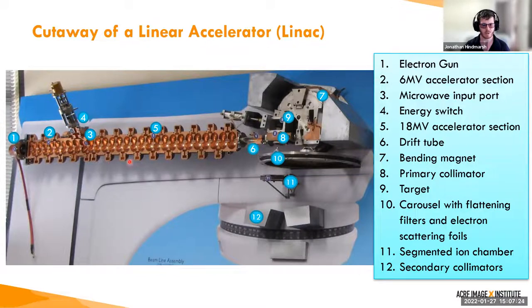MV is megavoltage. We have the bending magnet here. We've got a target in here, the primary collimator, flattening filter, ion chambers, and collimators. So that's a big overview. And last week Brendan covered this section here.